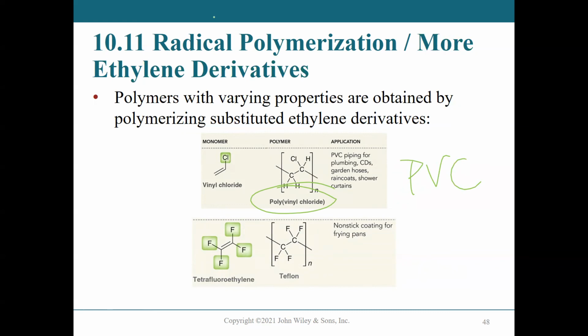Here you have TFE, which is Teflon, tetrafluoroethylene. You have 4 fluorines. Fluorine has special properties. You form this particular polymer, which is called Teflon. It's a non-stick coating for frying pans. Those frying pans that have a non-sticking surface, that's Teflon, because they are very durable, and also there is no sticking. Why? Because of the fluorine.